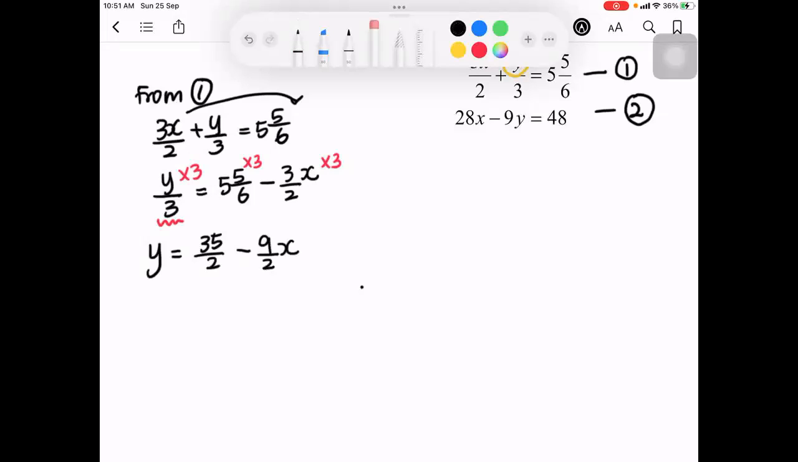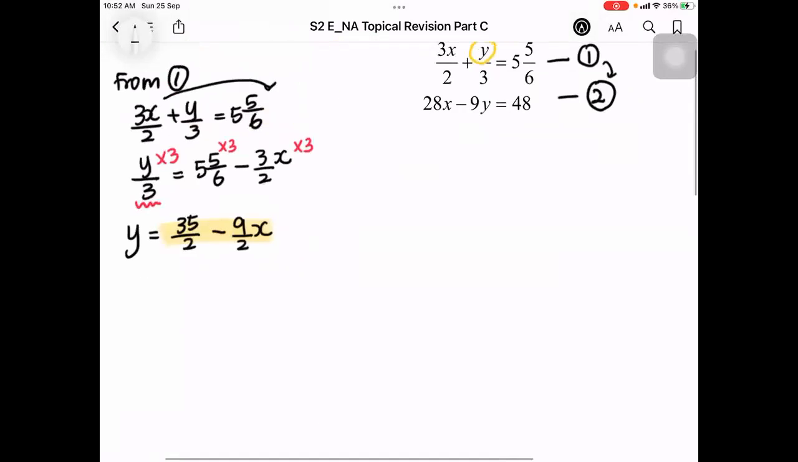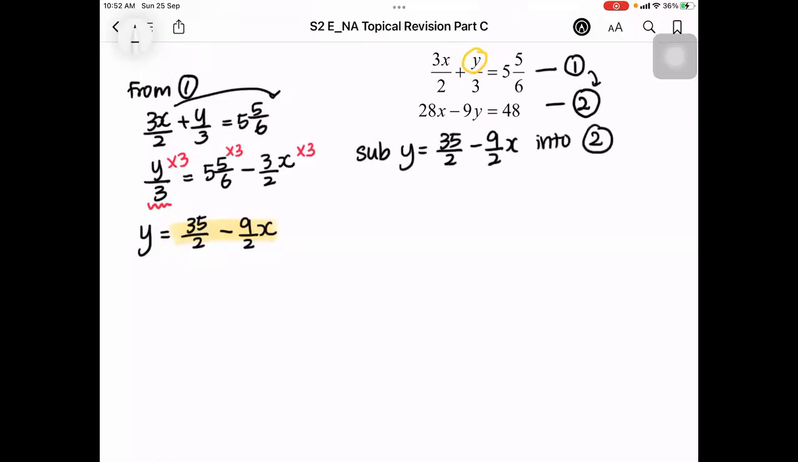Okay, so when we have such expression already, y totally equals something. Here, I am going to substitute this into equation number 2. It came from equation 1, right? So now I need to sub it into equation number 2. How to substitute into equation number 2? I will sub y equals 35 over 2 into equation number 2. Equation number 2 says 28x minus 9 times y equals 48.